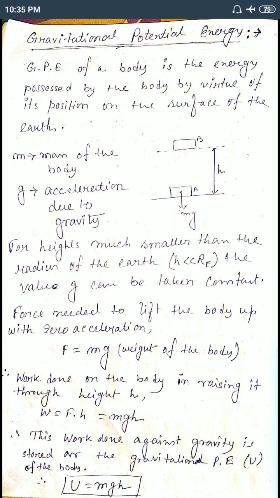So we get mgh. We know, from the first slide, that potential energy is also measured by the amount of work done which is stored inside the object. So this work done against gravity is stored as the gravitational potential energy of the body, and it is denoted by capital U. U equals m into g into h. This is the expression for potential energy, and gravitational potential energy is also the same.